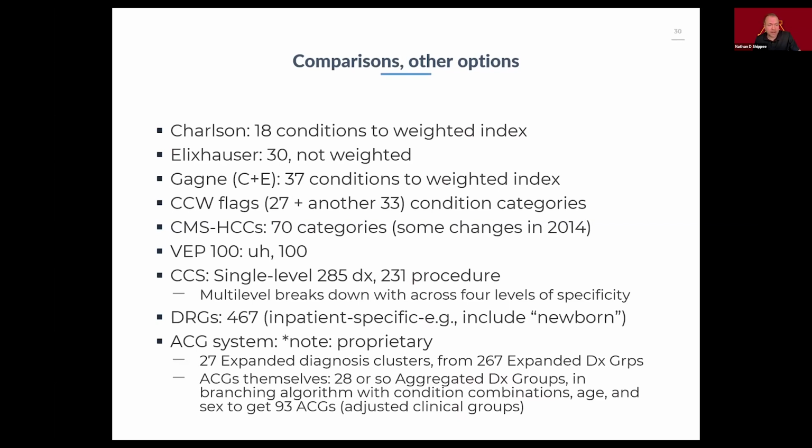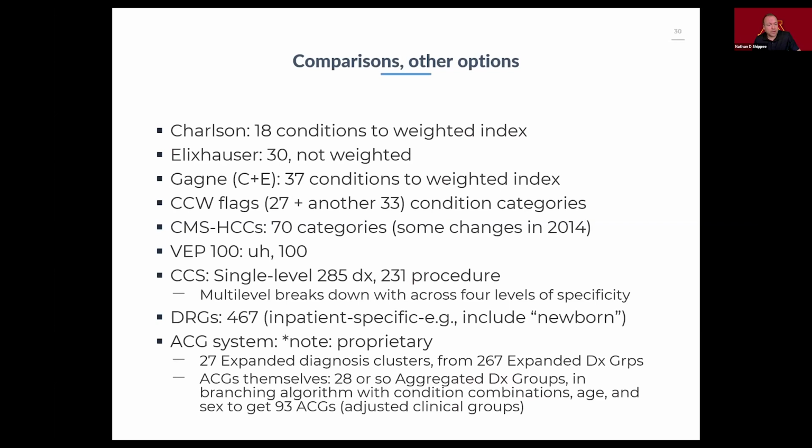You have other things like CMS uses hierarchical condition categories for various reasons. In risk adjustment, you've got 70 categories there. There have been a lot of changes to that over time, but that may be administratively useful. It may be something you want to pay attention to. You have the VEP 100, which of course is essentially a count of 100 conditions out of a set list.